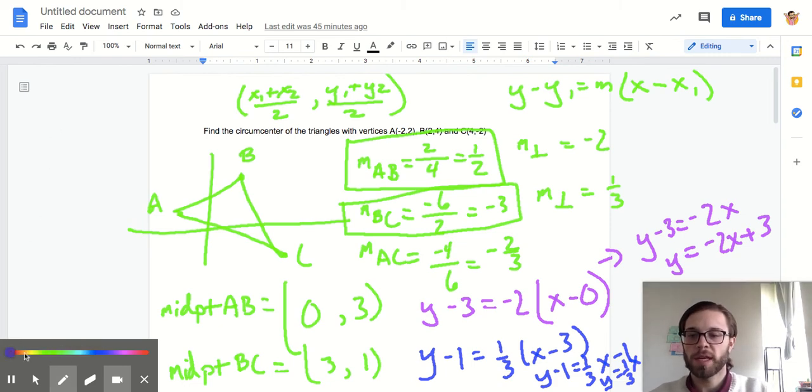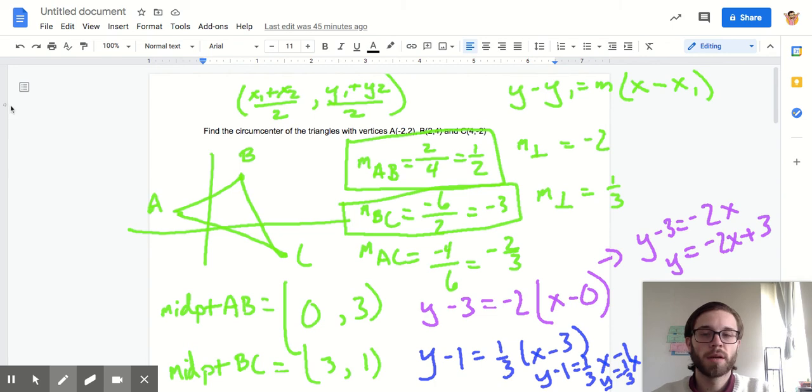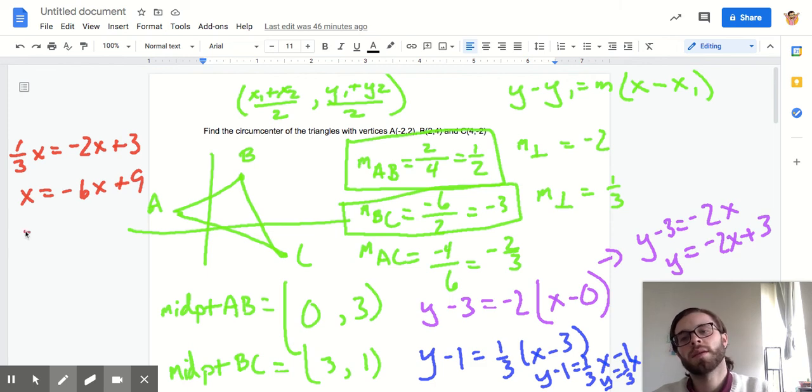Okay, so let me do that over here in red. I'm running out of room over there. So when I set them equal to each other, I get 1/3 x equals negative 2x plus 3. Multiplying by 3, x equals negative 6x plus 9. Okay, so 7x equals 9. x equals 9/7.